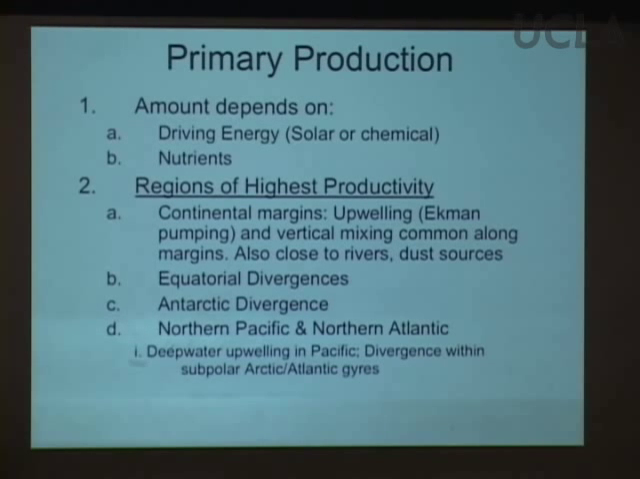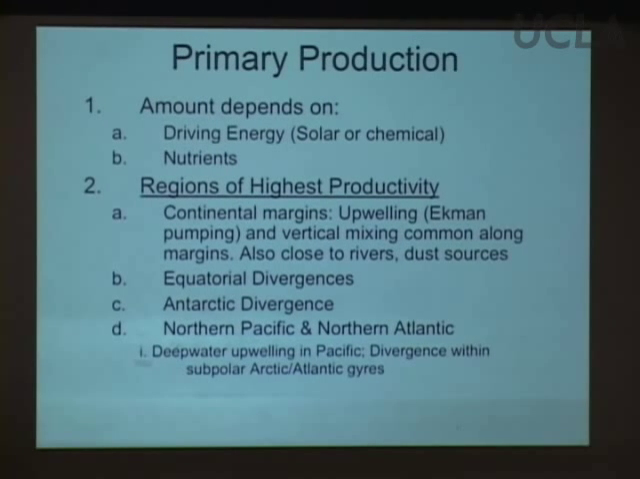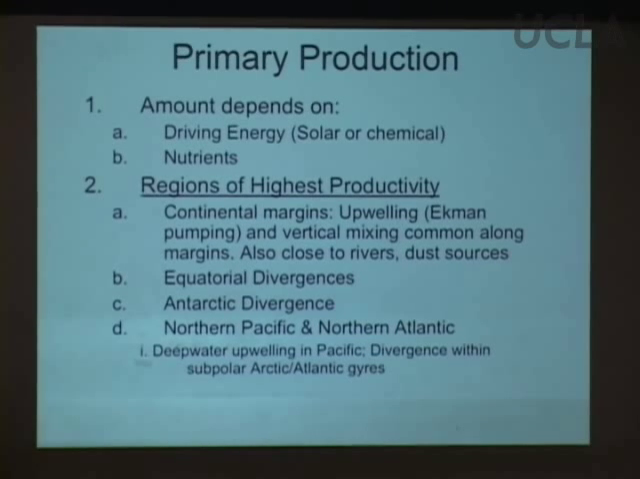Okay, so let's think about this. What might be causing these differences in the amount of carbon being photosynthesized in different parts of the ocean? Well, you need the driving energy for photosynthesis to happen, right? And that's really sunlight. That's by far the most abundant source of energy to do primary production in the ocean. And so you need sunlight.